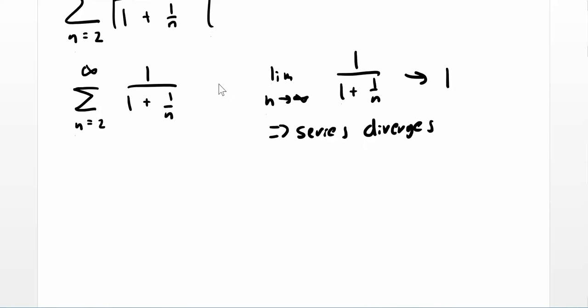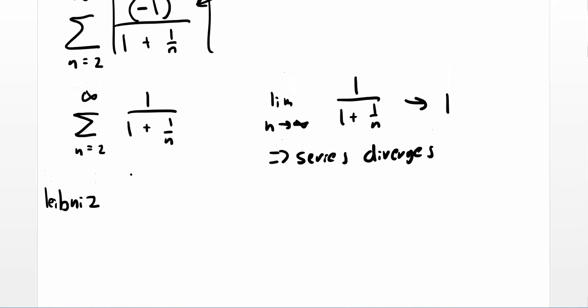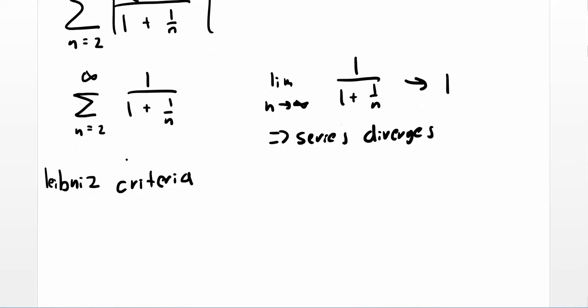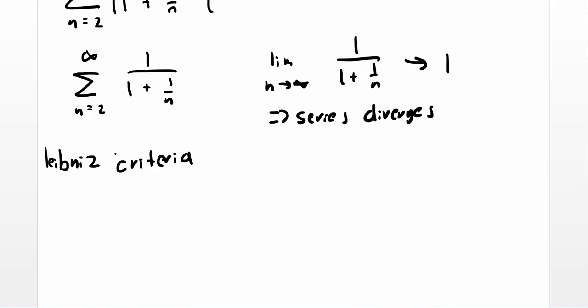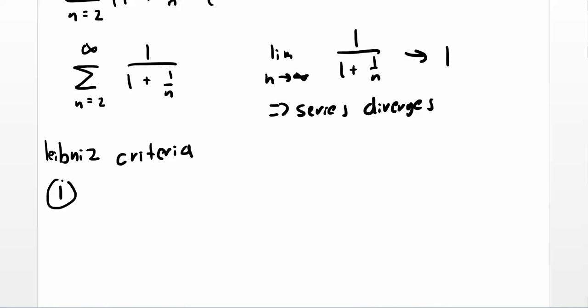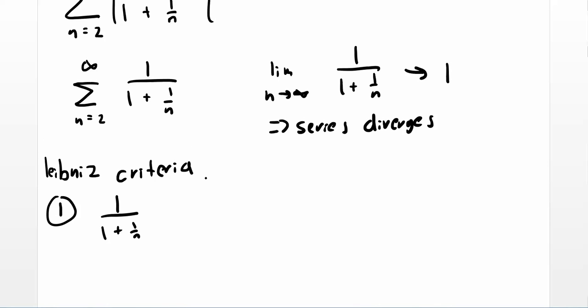So we will test using the Leibniz Criteria. I don't know how to pronounce that word. I'm going to keep butchering it. So 1, are the terms positive? Oh yeah, 1 over 1 plus 1 over n. This is clearly always positive numbers on this interval 2 to infinity. So that's true at least.